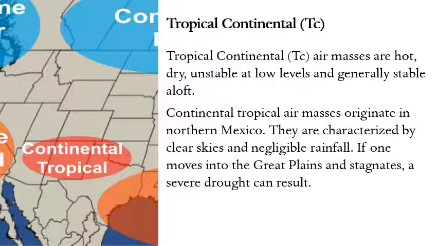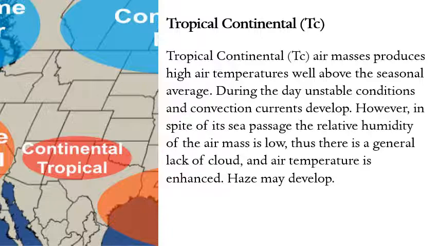And tropical continental air masses produce high air temperatures well above the seasonal average. During the day, unstable conditions and convection currents develop. However, in spite of its sea passage, the relative humidity of the air mass is low. Thus, there is a general lack of cloud, and air temperature is enhanced, haze may develop. So, in the case of tropical continental naman, this is a low air mass. So, magkakaroon ngayon ng kakaunting cloud. Okay? But the air temperature will be high, so haze may develop o yung tinatawag nating other form of hindrance in the visibility like haze.